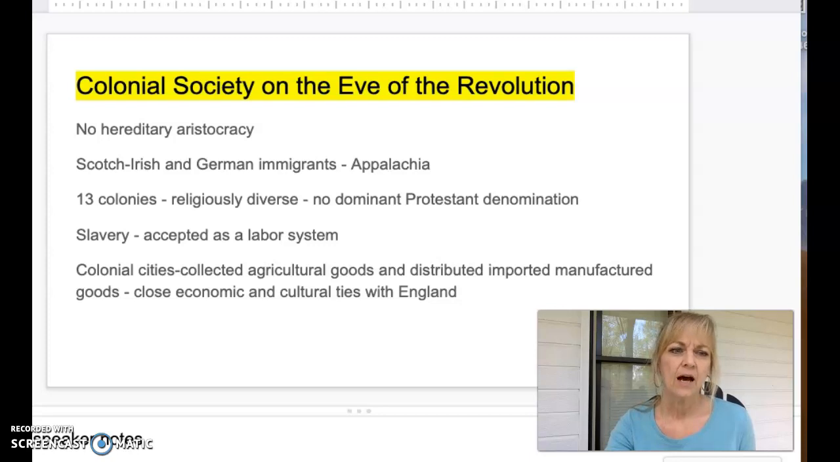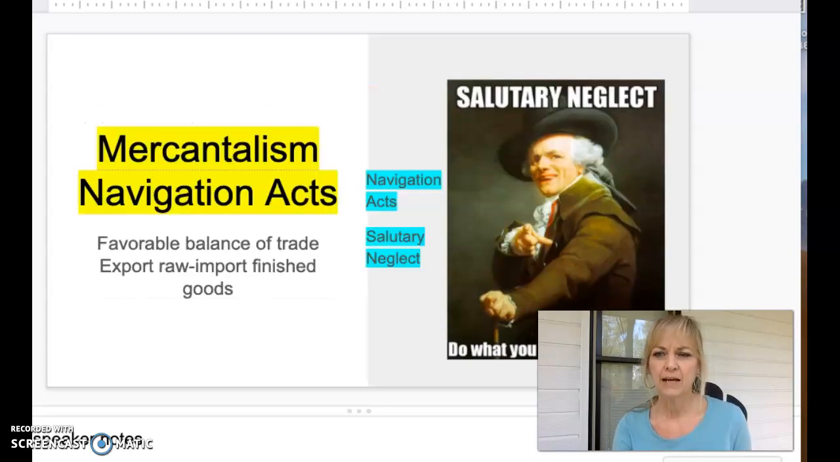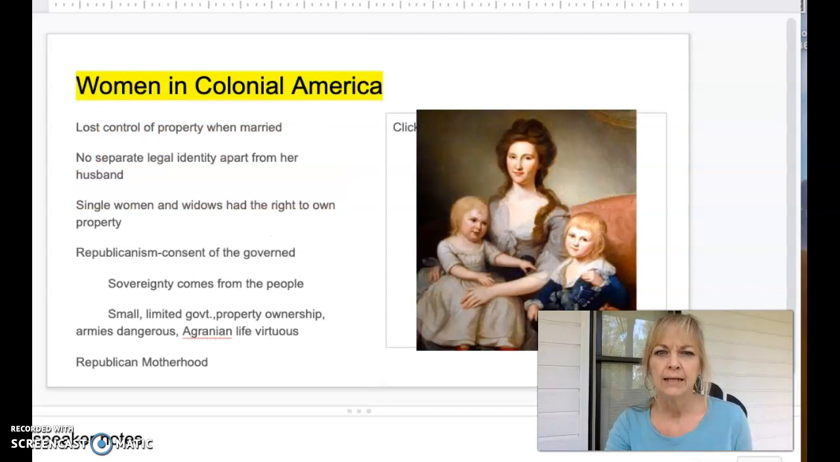Oh, mercantilism and the Navigation Acts. Remember mercantilism, mother country, if you've watched Mr. Norris. Mercantilism wanted a favorable balance of trade, meaning that the mother country wanted to export more than what they imported. So they expected raw goods to come from the colonies to go to the mother country, and then they would produce manufactured goods, and the colonies become a place to sell those manufactured goods.